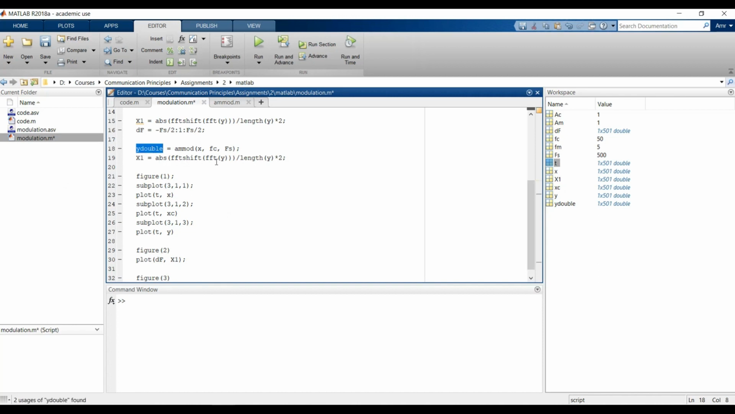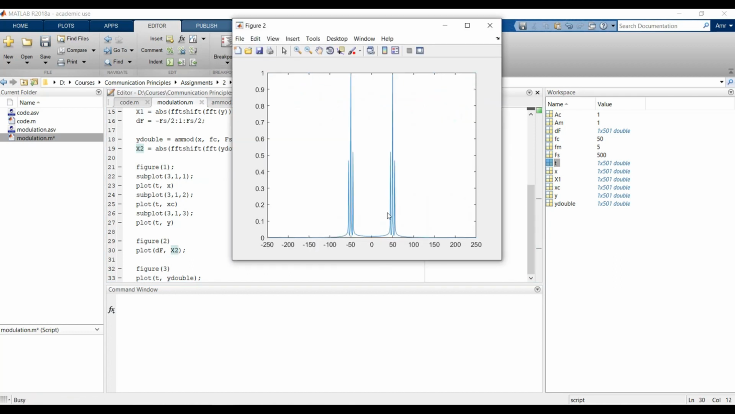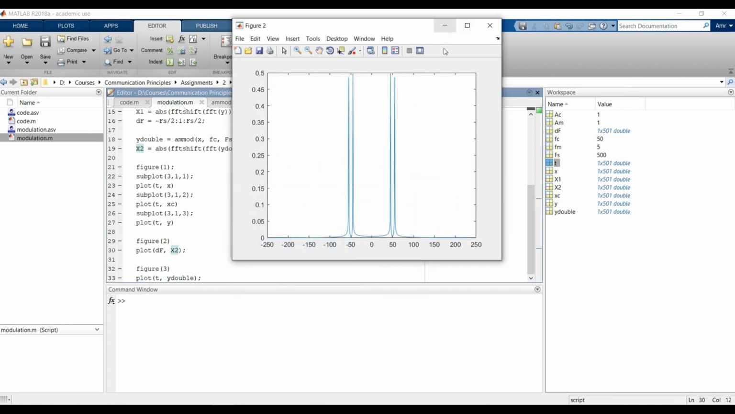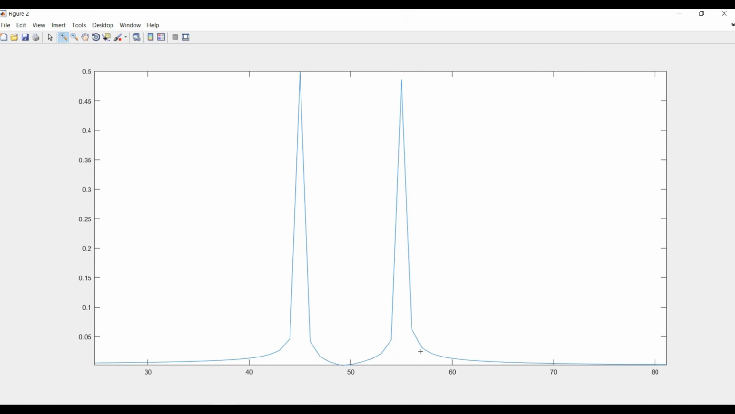So to do that, we just do that, and then we call it x2. And then we can plot x2 here instead of x1. This way, as you can see here, we have our carrier suppressed indeed. And the two sidebands exist at +5 and -5 of the FC, and we have our amplitude as Em divided by 2.